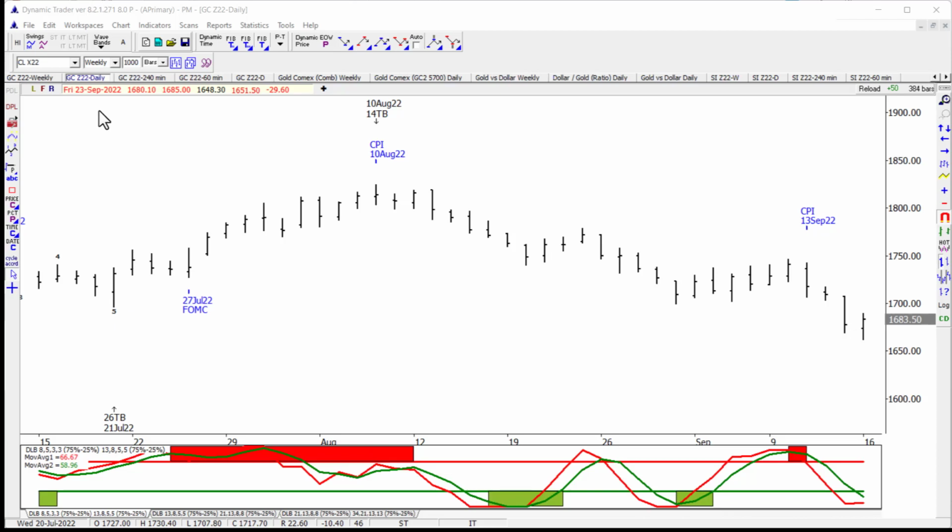So let's add some data on this. This last bar on the chart is last Friday, September 16th. I'm recording this the afternoon of the 23rd. That's why this data is still changing, because the day isn't complete yet. So let me add some data on here, a bar at a time, and we'll see where we're at.